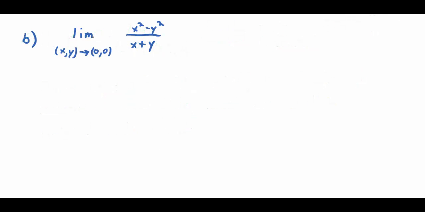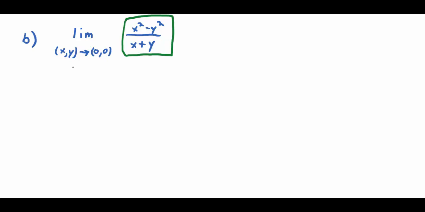Let's evaluate the limit of x squared minus y squared divided by the quantity x plus y as (x, y) approaches 0, 0. It's a nice continuous function, a ratio of two polynomials, which is also called a rational function. And rational functions are continuous on their domains, but the problem is 0, 0 is not in the domain of this function. So what do we do?